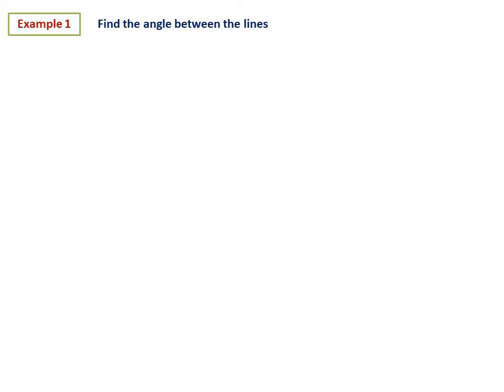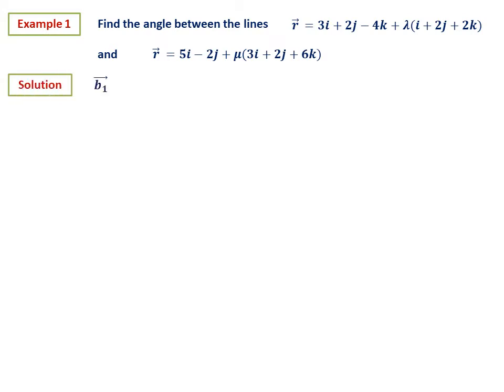Example 1. Find the angle between the lines r equal to 3i plus 2j minus 4k plus lambda times (i plus 2j plus 2k). This is the first line. And the second line is r equal to 5i minus 2j plus mu times (3i plus 2j plus 6k). So these are the two lines. Now what you have to do is write B1. B1 is i plus 2j plus 2k. In the first equation, r equal to 3i plus 2j minus 4k, that is A, plus lambda times B. Therefore, B1 is i plus 2j plus 2k. Similarly, B2 will be 3i plus 2j plus 6k.